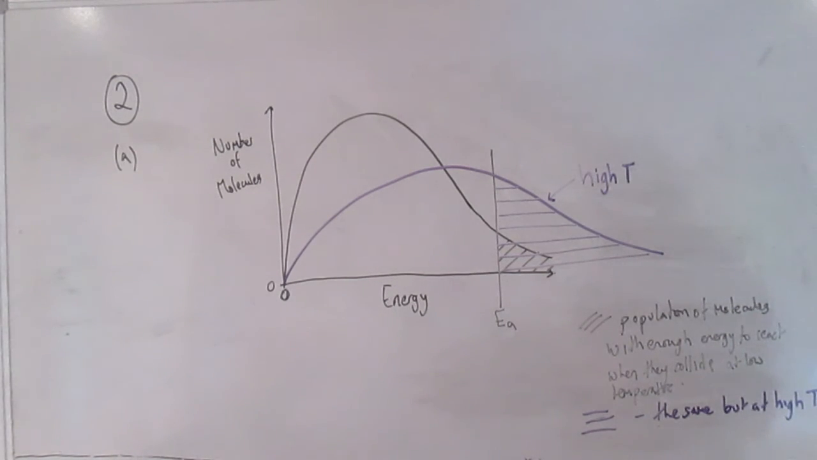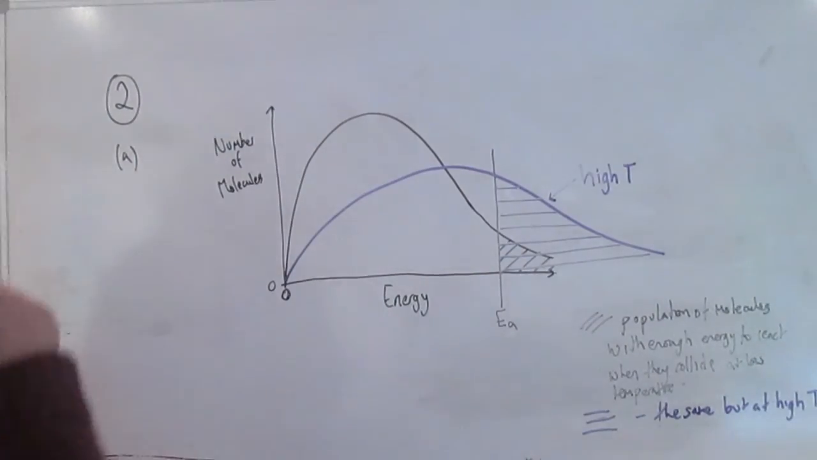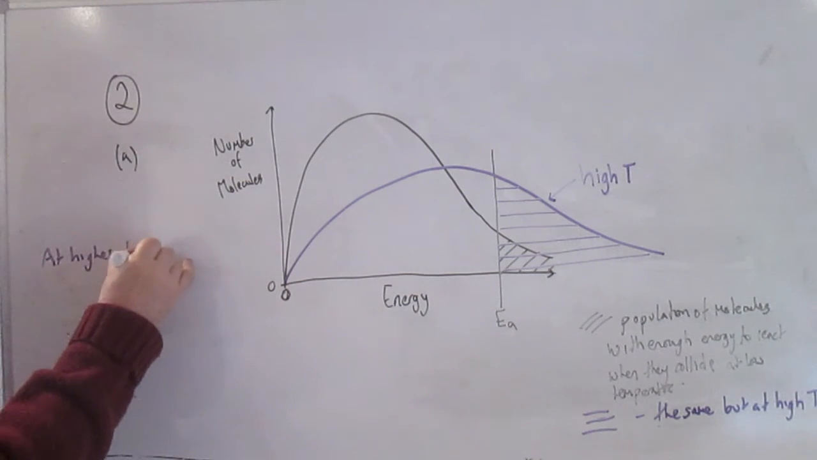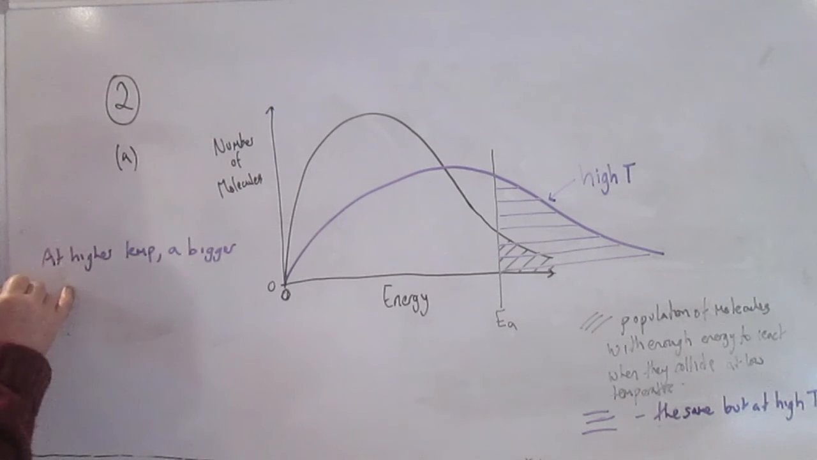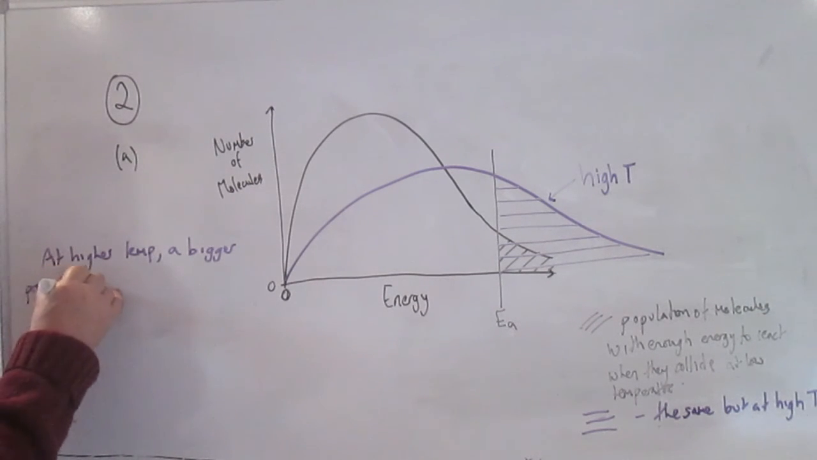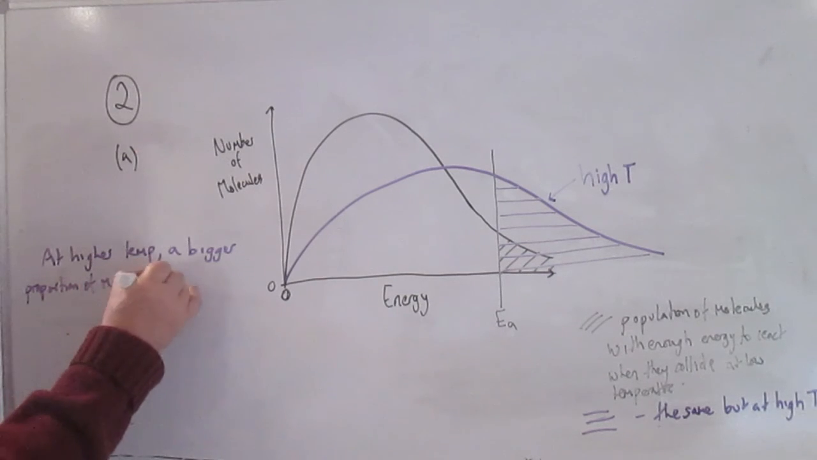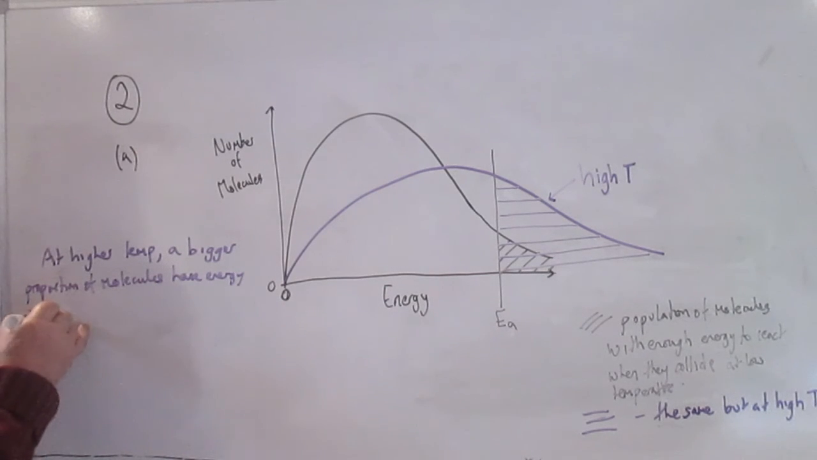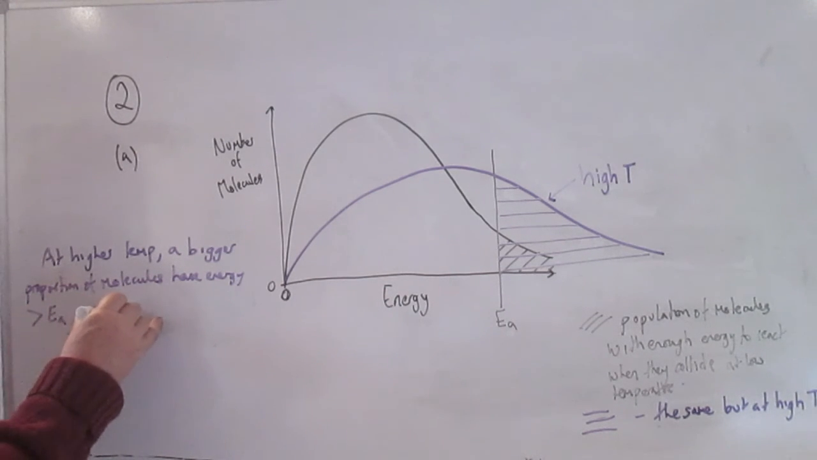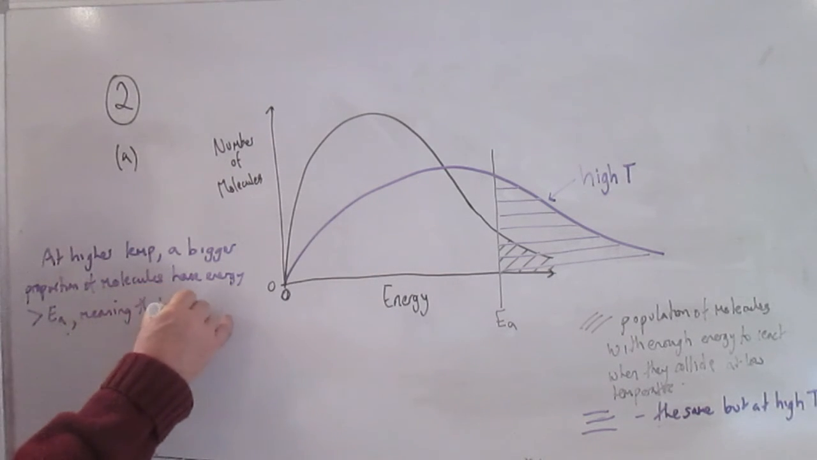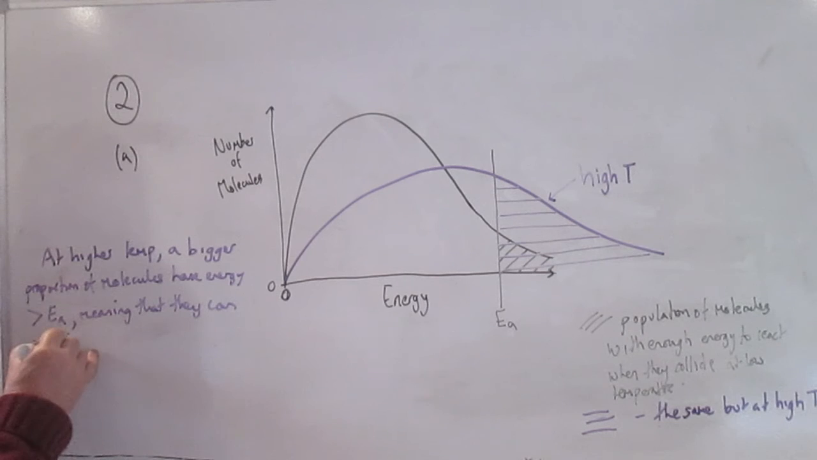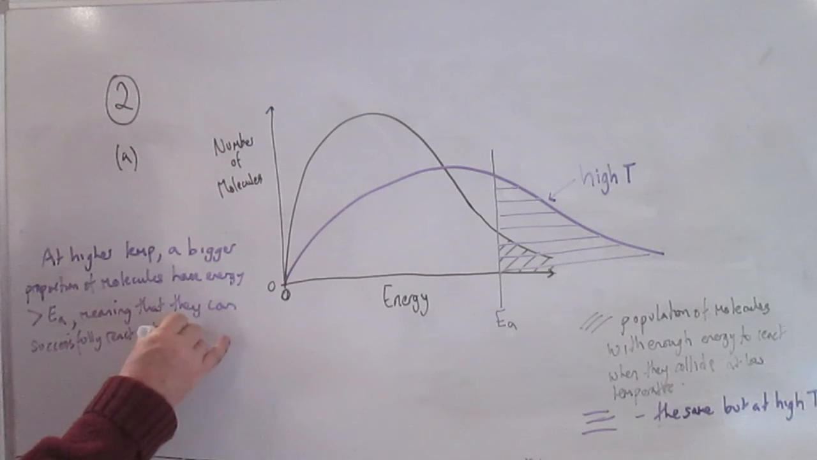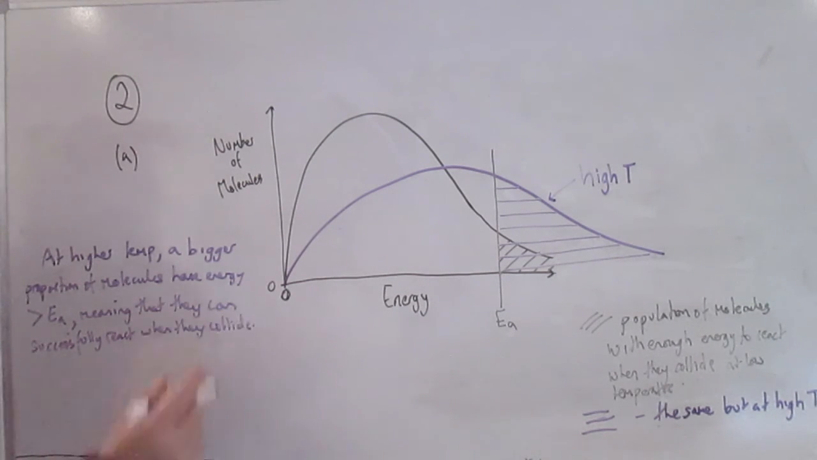So what that diagram shows, and what you now need to write in then, is that at higher temperature a bigger proportion of molecules have energy greater than the activation energy, meaning that they can successfully react when they collide. Okay, so that's what those shaded areas show you.